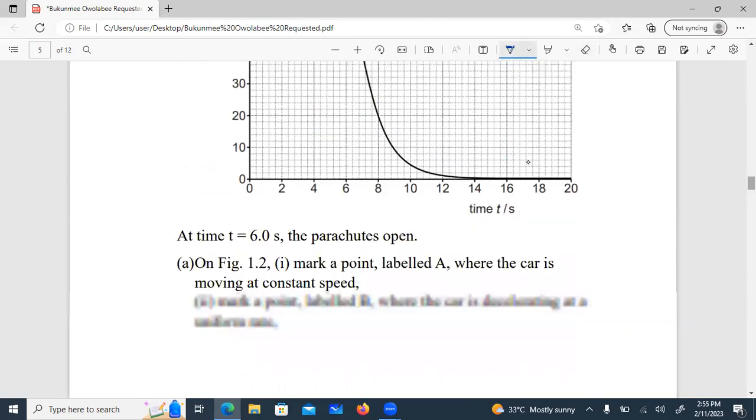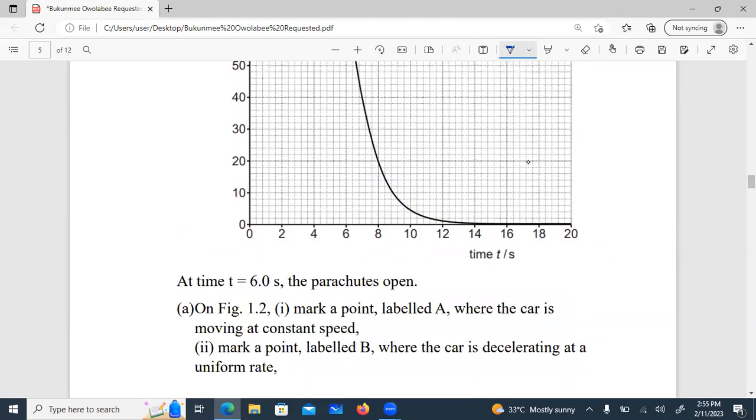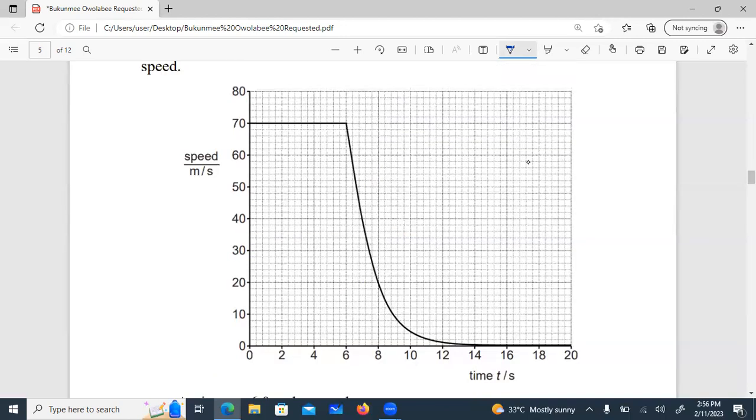So the question says, mark a point labeled A where the car is moving at a constant speed. Also we mark B where the car is decelerating at a uniform rate. This is where we have constant speed, A. Anywhere from here to this place, we have constant speed. And when it's decelerating at constant rate, this is where, because you have a perfectly straight line. It is from this place here, where we start having curves, that we say it is decelerating at a non-uniform rate.